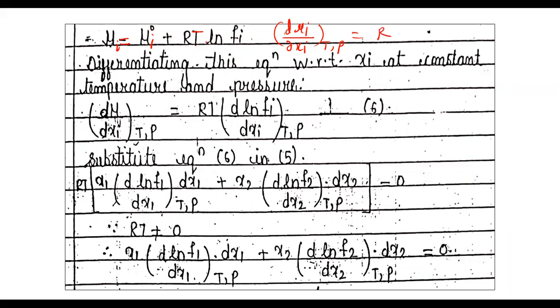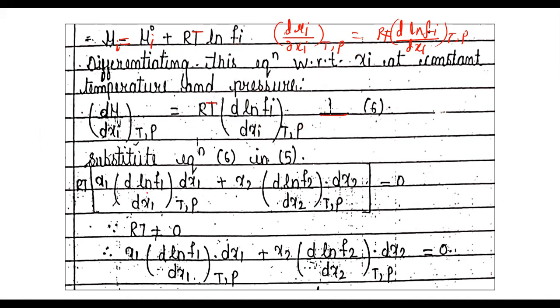And the differentiation of the other term can be written as R times the derivative of ln fi with respect to xi at constant temperature and pressure. With respect to xi, RT should be there, sorry: RT into delta ln fi upon delta xi. This is equation 6.